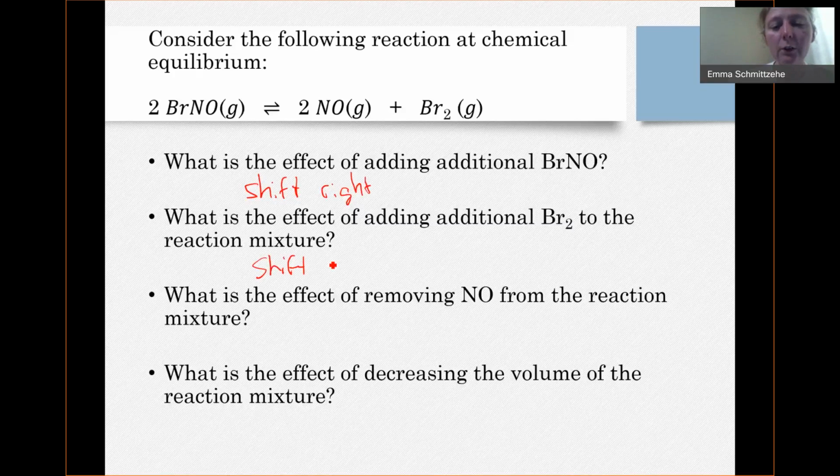Okay, so it's always going to shift away from things that are added. Now, if we remove NO, NO is a product. And if we remove something, the reaction needs to replenish it. And so in order to replenish NO, it needs to shift to products or shift to the right.